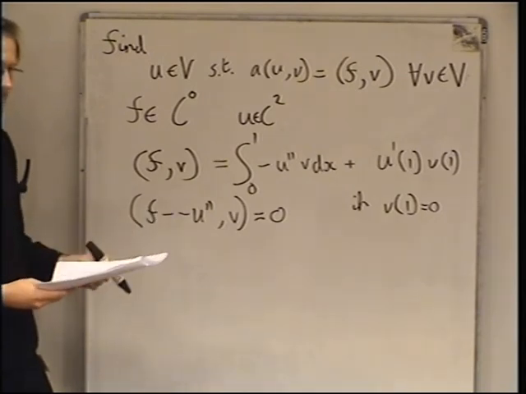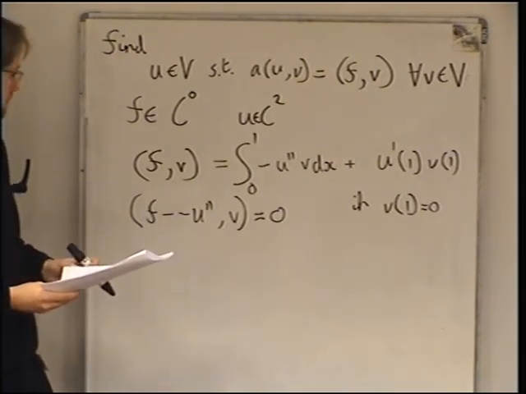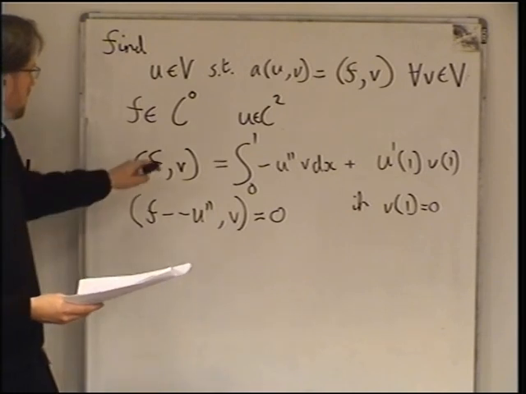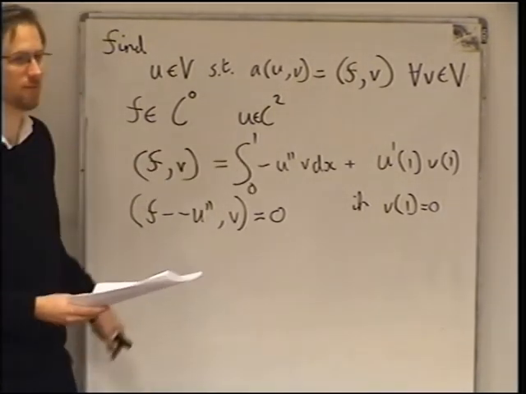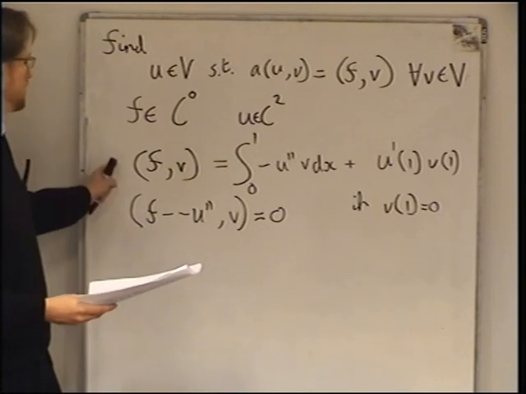Is it obvious why this second inner product is 0 if v at 1 is 0? I've just moved this over to here. So this statement is the same as this statement.